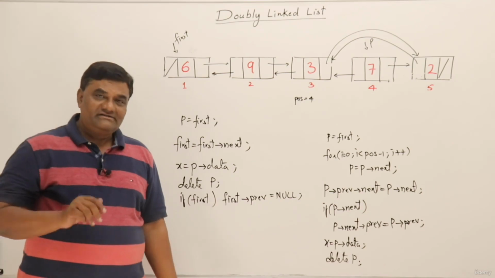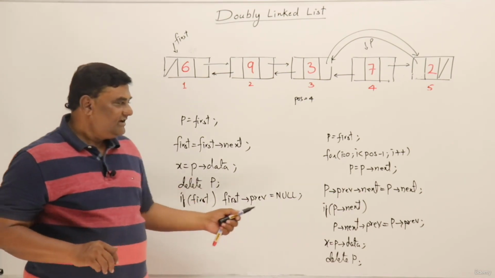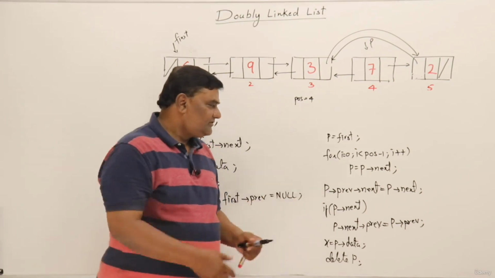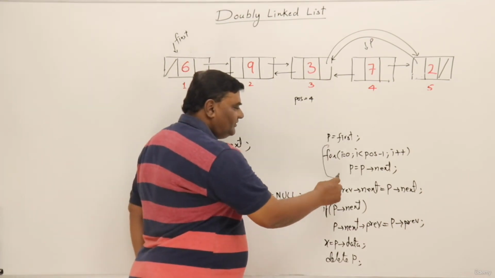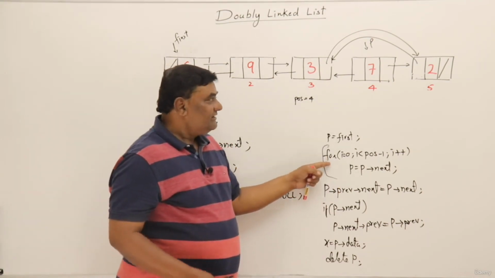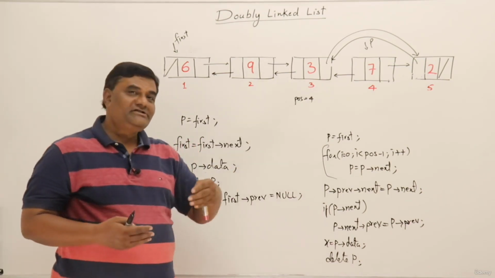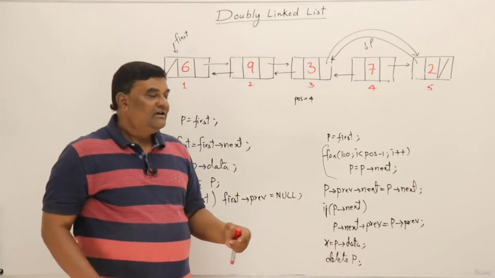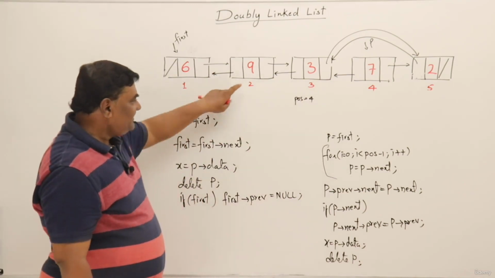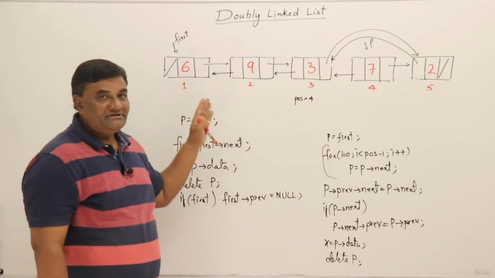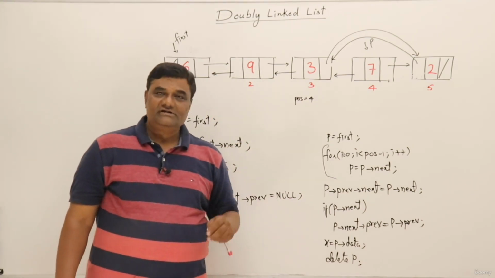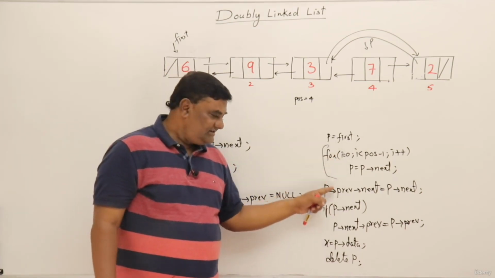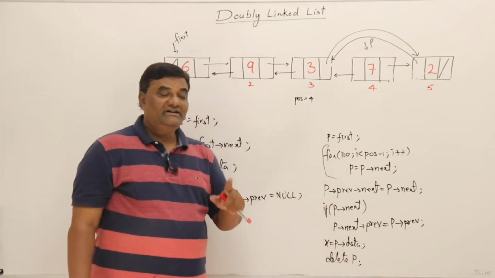Second one, analysis. This was constant. Now this depends on how much P is being moved. So this for loop will move P, so it depends on the position. If the position is the last position, the time is maximum, order of n. Or else if the position is the second position, then the time is minimum, that is constant. This loop will not execute at all, just these statements will execute if you are deleting the second node.